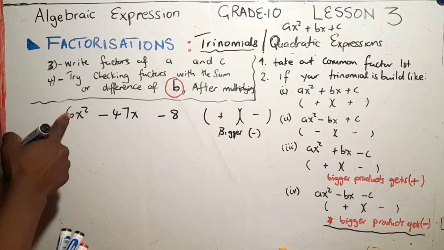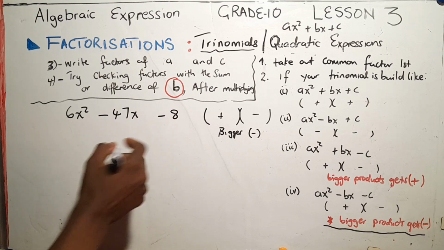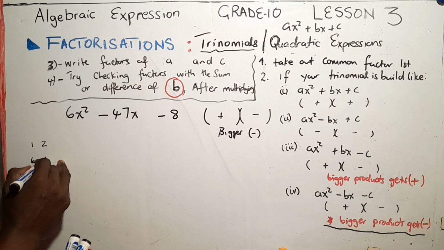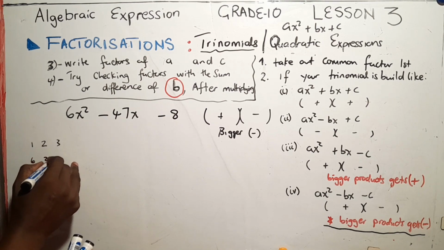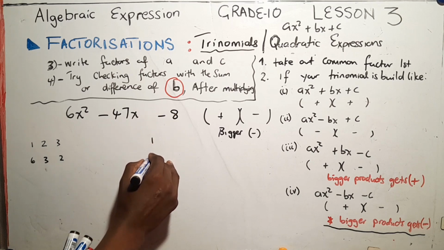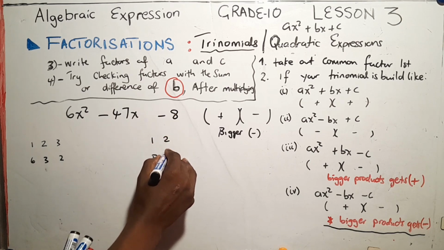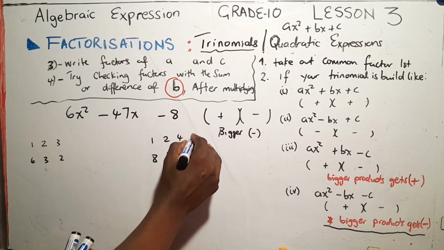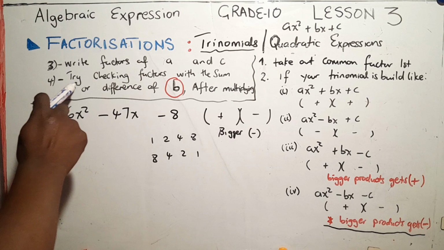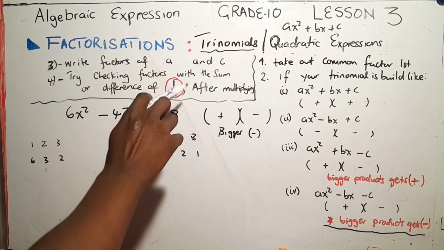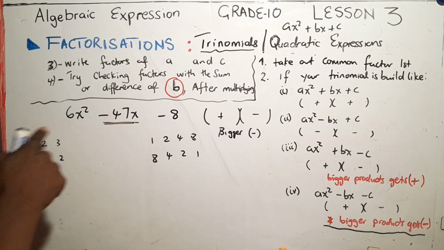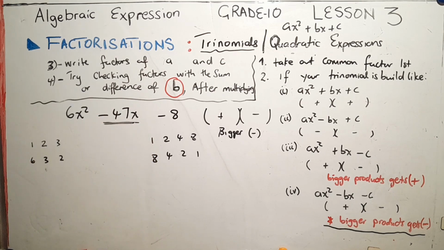So now we write down the factors of 6 and the factors of 8. The factors of 6: 1 multiplied by 6, 2 multiplied by 3, 3 multiplied by 2. And on this side, we are going to have factors of 8, which are 1 and 8, 2 and 4, 4 and 2, 8 and 1. So these are the factors of 8. Now we want to check the factors that we can multiply to get the sum or the difference of b. Our b is 47. So we are trying to see which values can multiply out and get us 47.